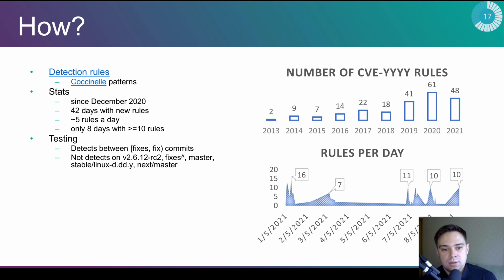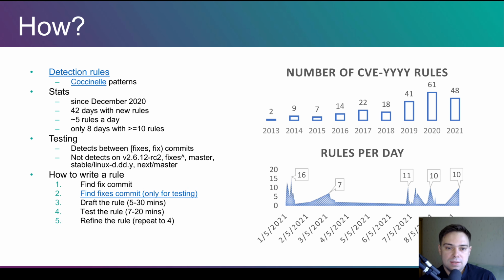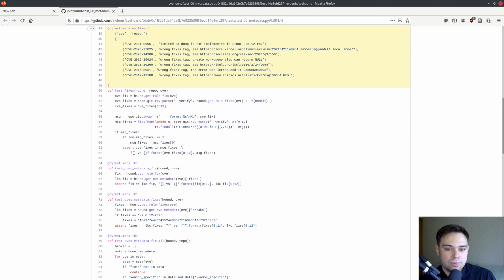Each rule is tested that it detects a CVE in the interval from breaks commit to the fix commit, and each rule is tested outside this interval that it doesn't detect a CVE. To write a detection rule, I take a commit that introduces a bug and a commit that fixes it. I need these commits only to test the rule, otherwise I don't need them. Like I already said, the tool doesn't need a git log to work. Sometimes finding a fixes commit is not trivial. I even maintain my own list of wrong fixes tags that I found in different fix commits.